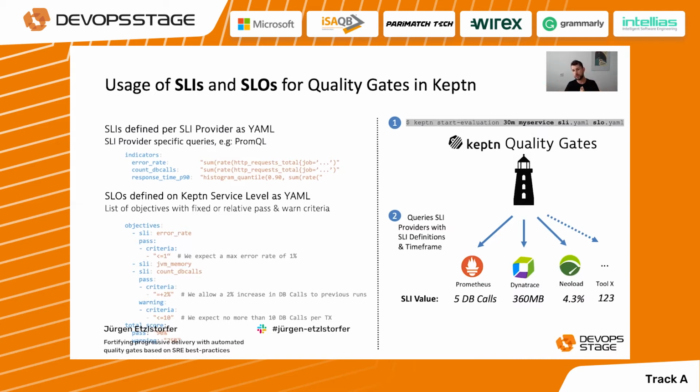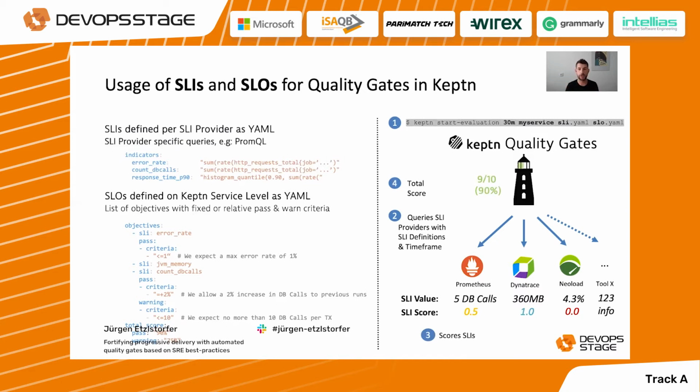So it will reach out to all these different SLIs and will query all the data that is needed to evaluate the SLO file. So it will reach out for the error rate, the JVM memory, the number of database calls in this case. It will fetch all this data and it will evaluate the data. It will generate the score. So by generating the score, it will also come up with a total score at the end.